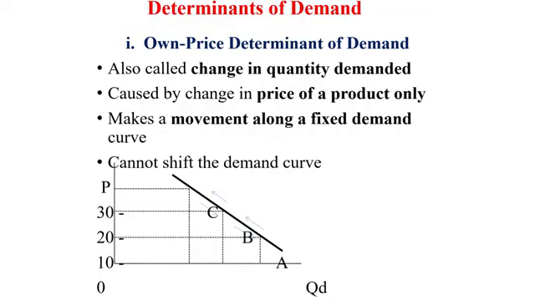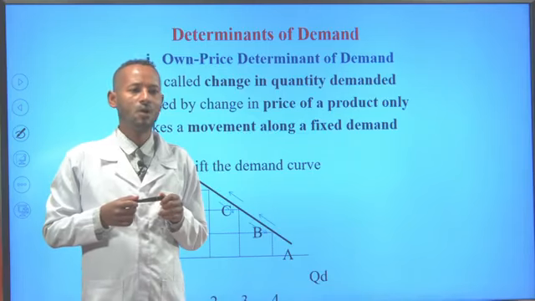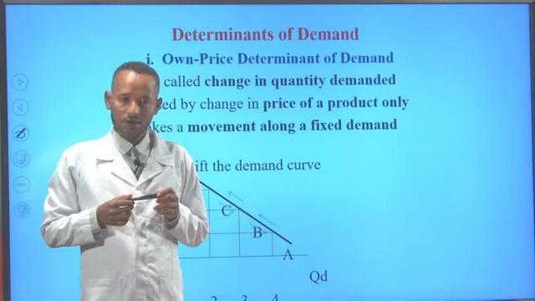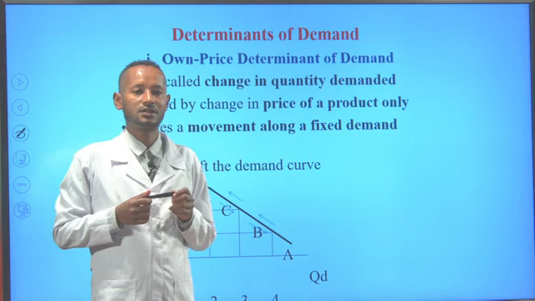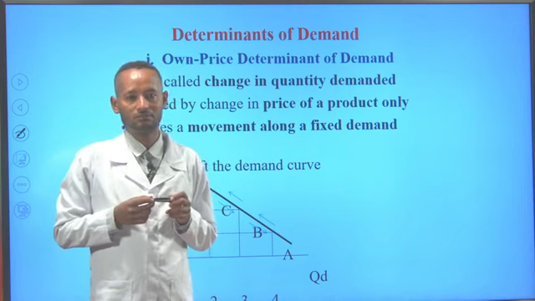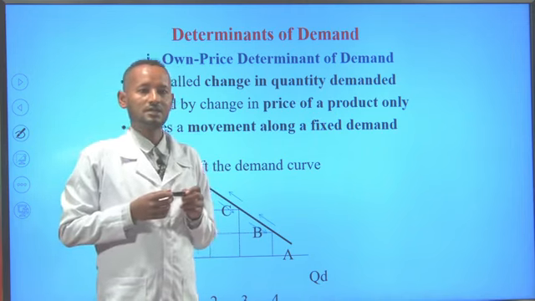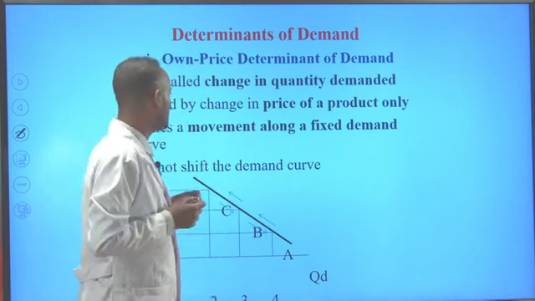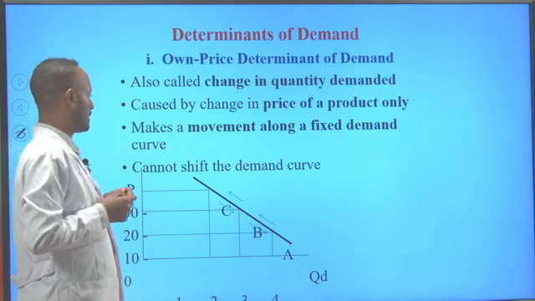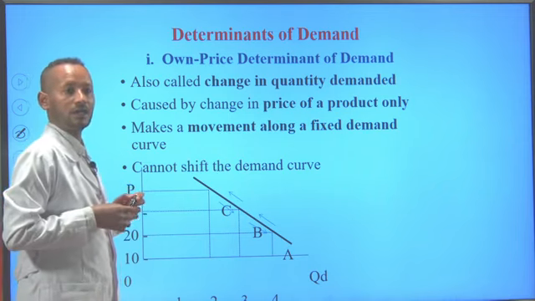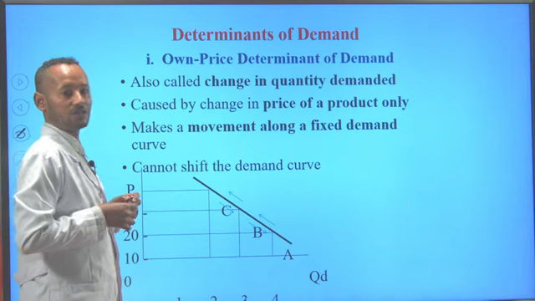Now let's move to the determinants of demand. We are going to classify the determinants of demand into two, called the own price determinant of demand and the non-own price determinant of demand. The own price determinant of demand, also called change in quantity demanded, is caused by the change in price of a commodity. The single factor that makes a change in quantity demanded is the change in price of the commodity only. And with the change in the price of a commodity, there is a movement along a fixed demand curve.